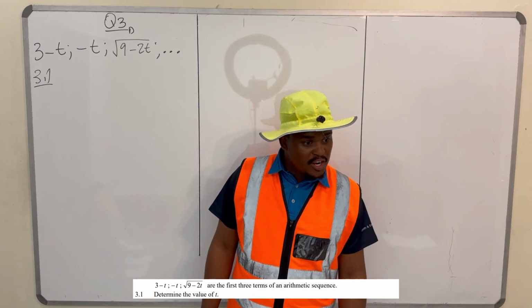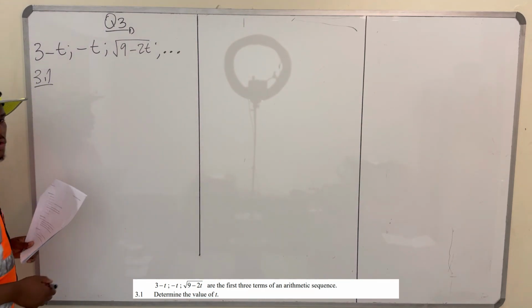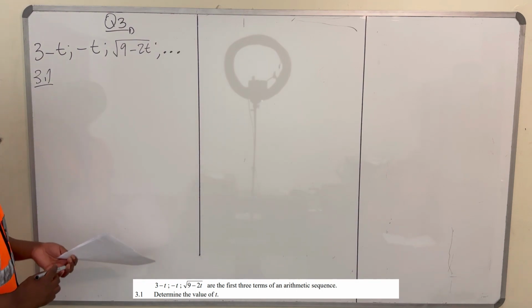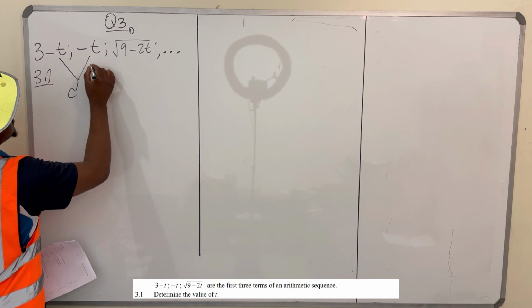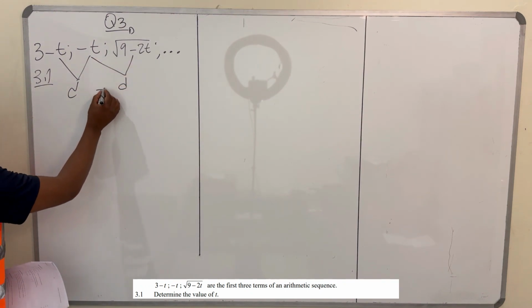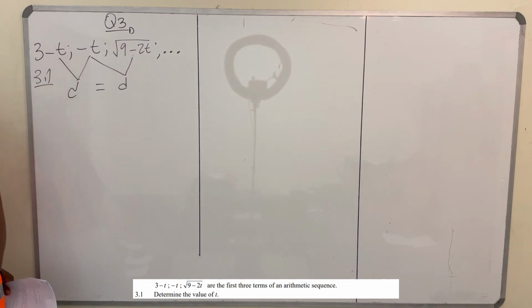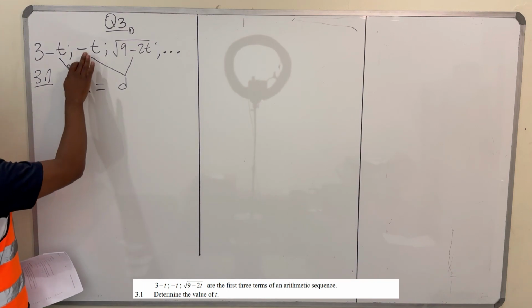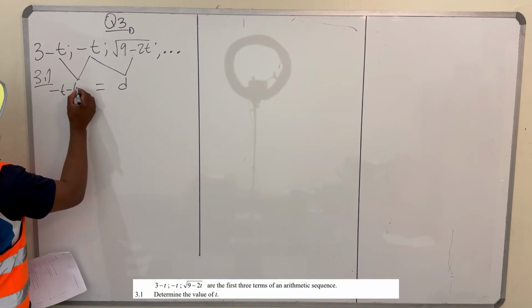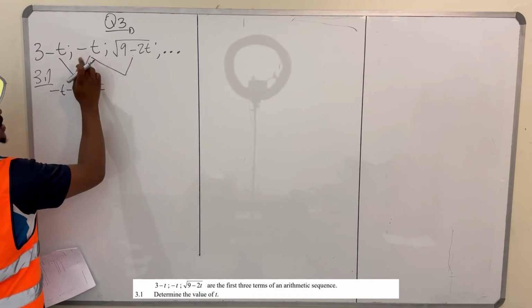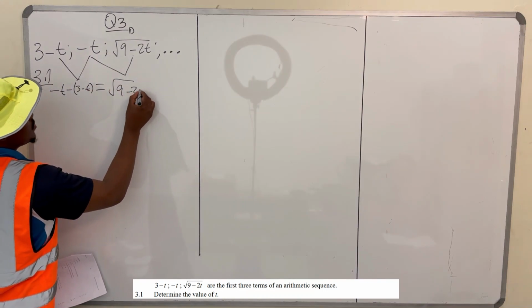So 3.1, determine the value of t. They want us to find the value of t. We were told that this is an arithmetic sequence. What do you know about an arithmetic sequence? The common difference d is equal to t2 minus t1. So it has a common difference, which means the difference between these two is equal to the difference between these two. If you find the difference between this one and this one, it should be the same as the difference between this one and this one. So what is the difference between this one and this one? It's minus t minus (3 minus t), which is equal to what? This minus that, which is the square root of 9 minus 2t.